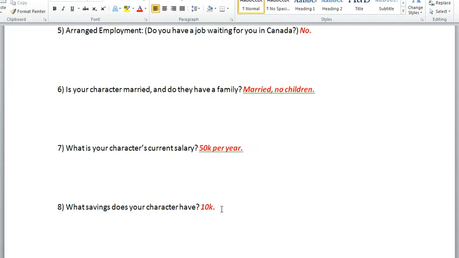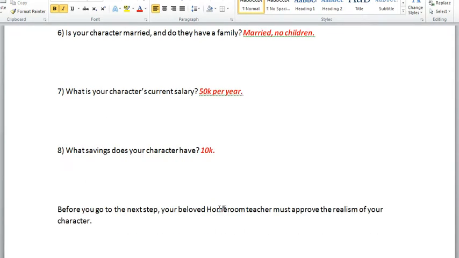What savings does your character have? Well, after 8 years of working, given taxes and living expenses, I probably haven't saved too much. I put 10K. Typically, people try to save about 5% of their salary per year, but that's easier said than done. So, that's it. It says here before you go to the next step, just make sure that you check in with your homeroom teacher to make sure that they agree that this is a fictional but believable character.